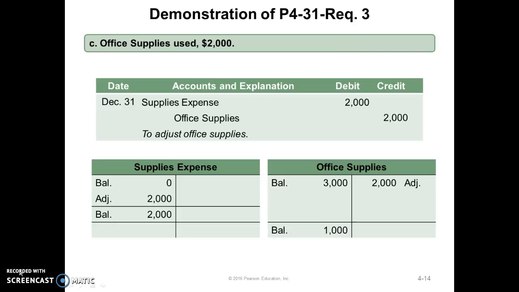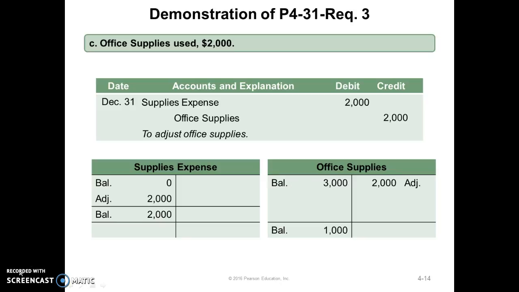Office supplies. We had office supplies initially of $3,000. We used $2,000. Remember, as I said before, when we use the office supplies, that's when it becomes an expense. Because we started off with $3,000 and we used $2,000, we have $1,000 that we haven't used. So that's the new office supplies balance. And the supplies expense becomes $2,000 debit, because we know that expenses are debit.